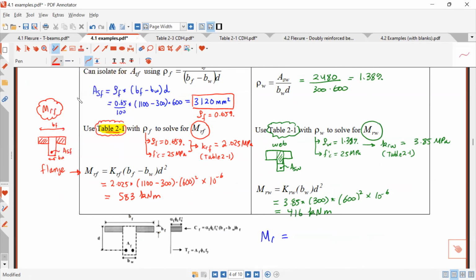So our total MR is just equal to MRF plus this MRW, right? So plus 416, and here we had 583. If I add these two up, I'll end up with the total MR, which is equal to how much here? I will get 999 kilonewton meter.